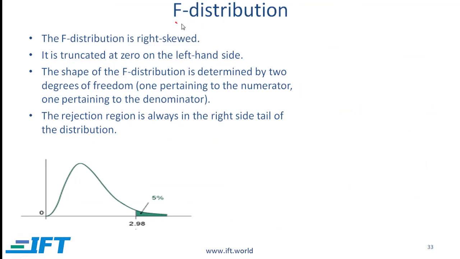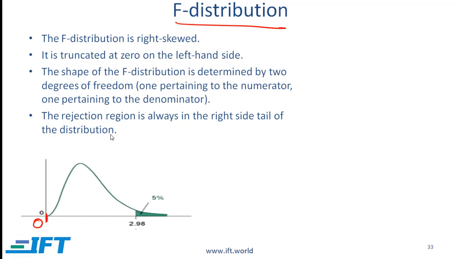A few words about the F distribution, because this is used to compute the critical value. The F distribution is right skewed. It is bounded by 0 because the ratio of two positive numbers, two variances, has to be positive. The shape of the F distribution is determined by 2 degrees of freedom, one pertaining to the numerator, one pertaining to the denominator. We have seen that. The rejection region is always in the right tail of the distribution.